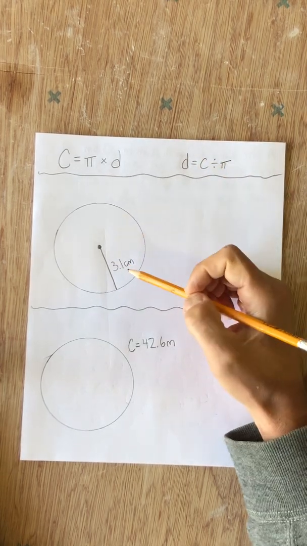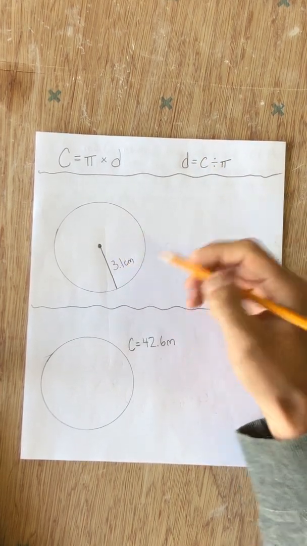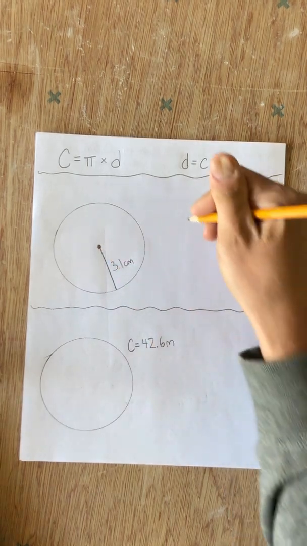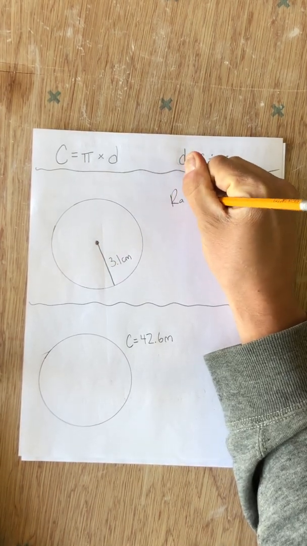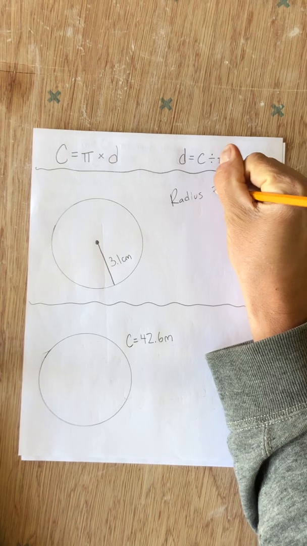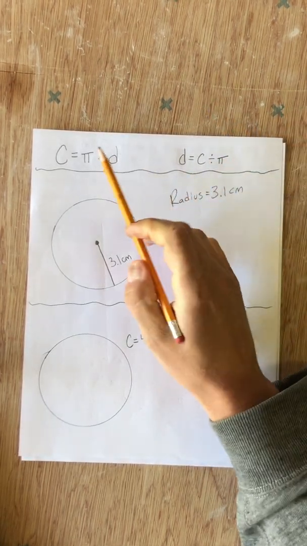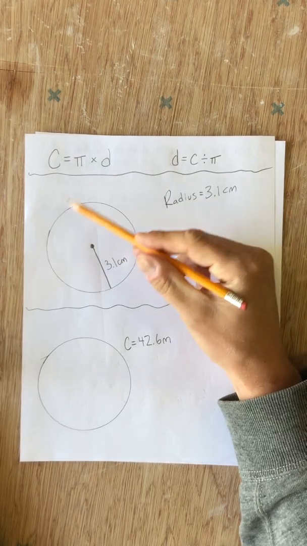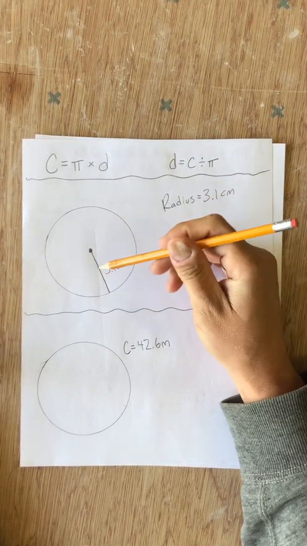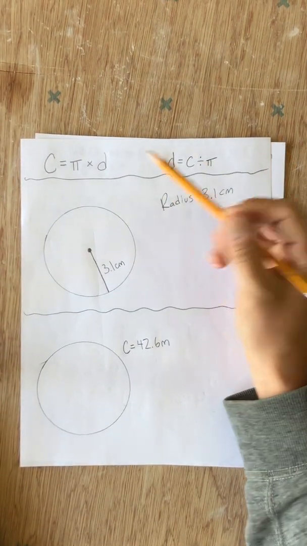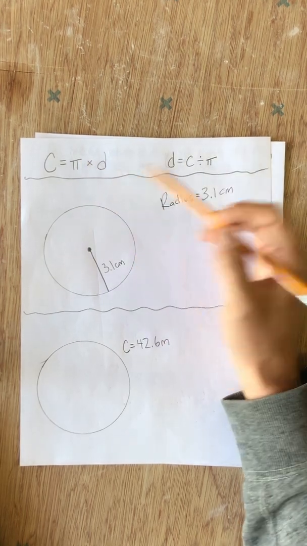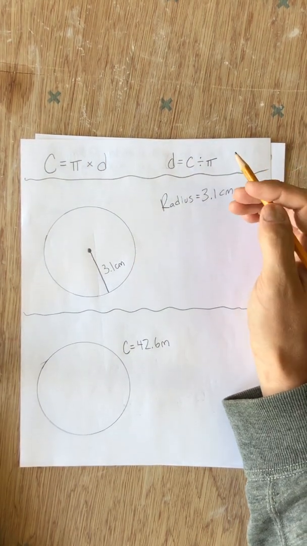First off, let's take a look at this one. We're given the distance from the center to the outside, the radius, is 3.1 centimeters. What is the circumference of this circle? If we were given the diameter, it would be really easy. We'd just plug that in, pi times diameter, and get our answer in one go.